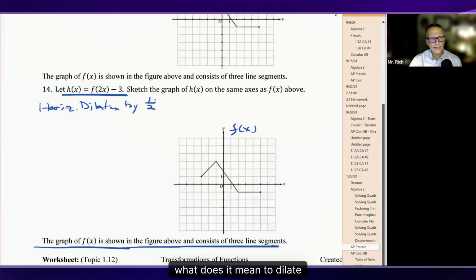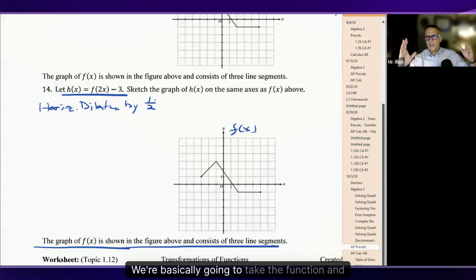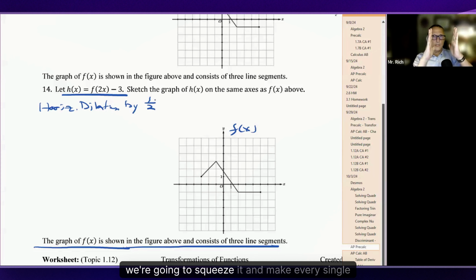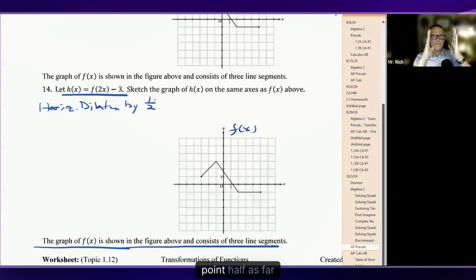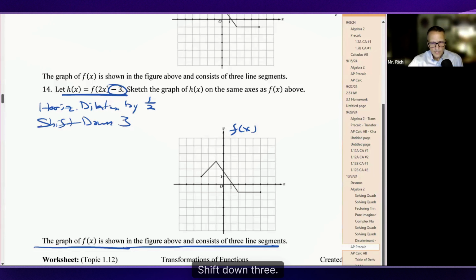Well, what does it mean to dilate a function horizontally? What it means very precisely is this. All the distances on the graph from the y-axis are going to be cut in half. We're basically going to take the function and squeeze it and make every single point half as far from the y-axis. And then this -3 means we would shift it down by 3.